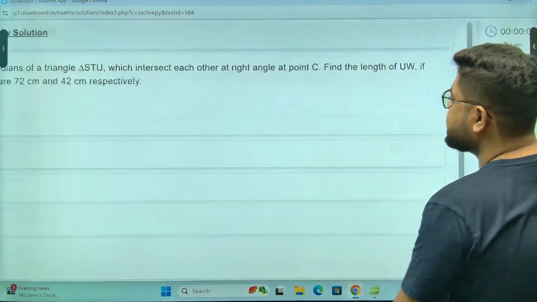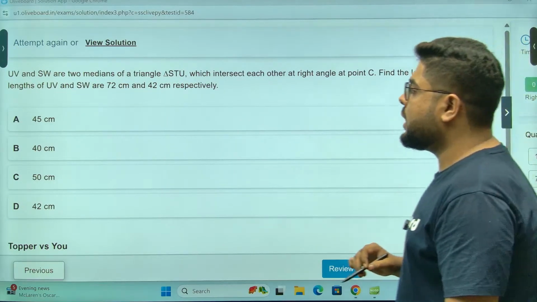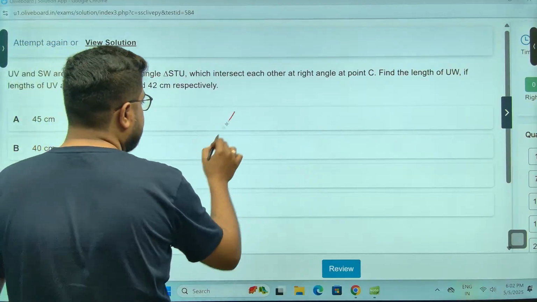Last couple of questions. What is this, sir? UV and SW are two medians of a triangle STU.